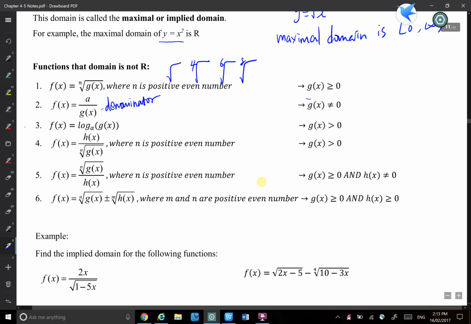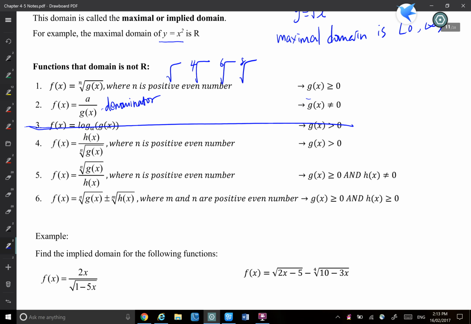We are not going to talk about log now, but do not cross it out, it's still there. I'm not going to talk about log now because we haven't learned log yet. So there are 3 types of functions that have restrictions. One is even root functions. Second is fractions with a denominator. And the third one will be log functions. So those 3 types.